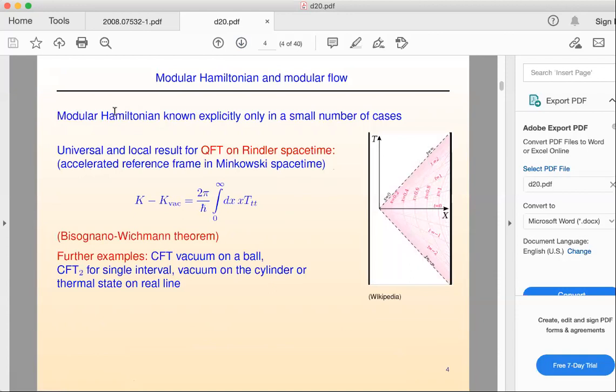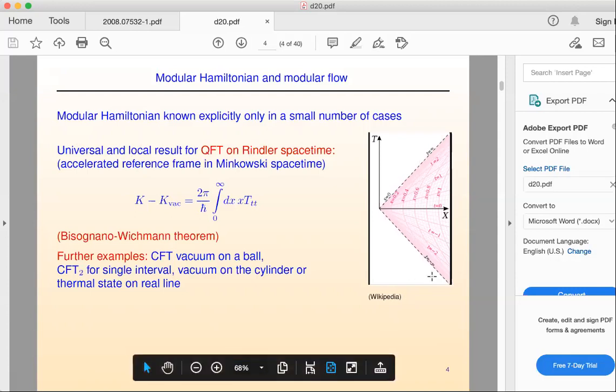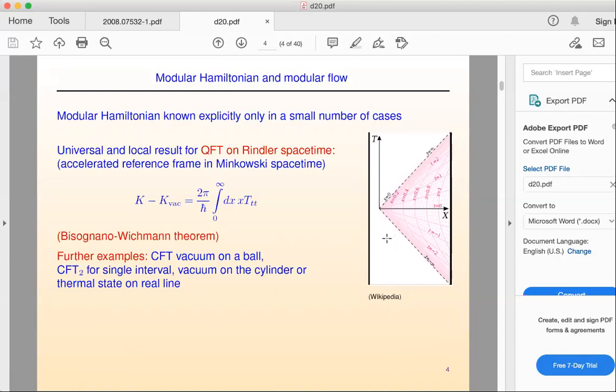Okay, now the thing is that this modular Hamiltonian, which I just defined for you, is known explicitly only in an extremely small number of cases. The best known example for which people calculated this modular Hamiltonian is for a quantum field theory on Rindler spacetime, and there one actually obtains a universal and also a local result. Rindler spacetime is an accelerated reference frame in Minkowski spacetime. Here's a picture from Wikipedia where you see this Rindler spacetime, this wedge, and lines of constant acceleration. Essentially this modular Hamiltonian tells you about the evolution along these lines of constant acceleration.